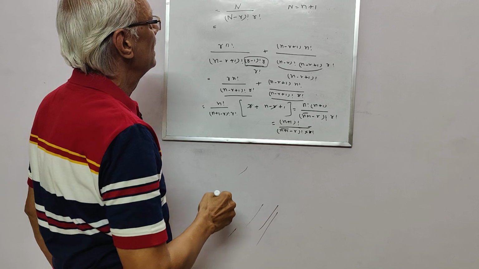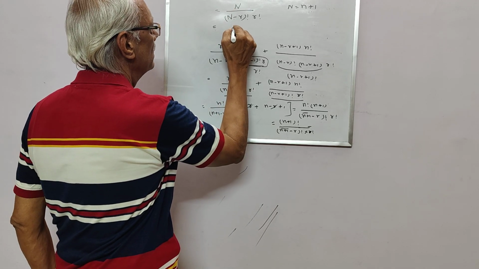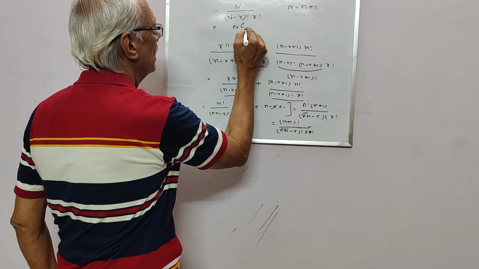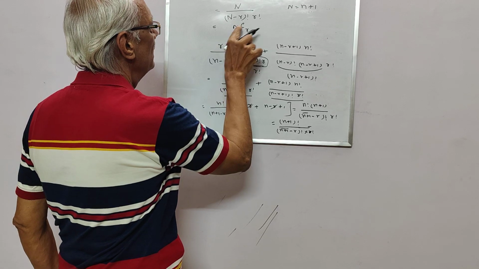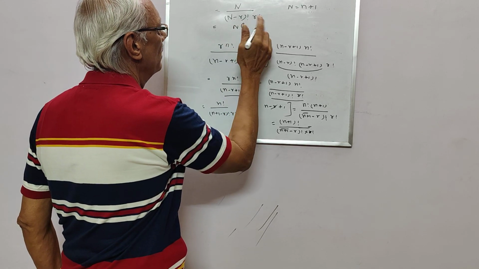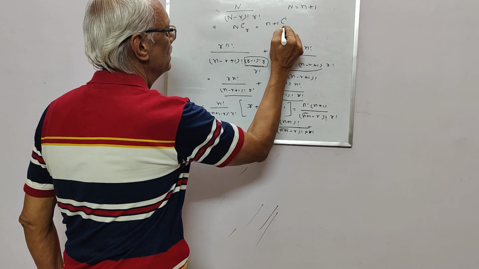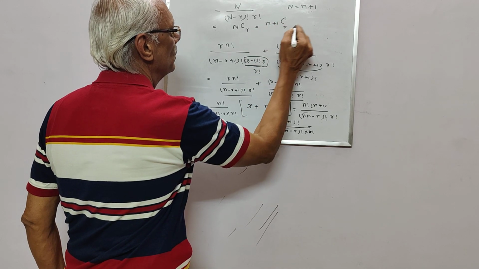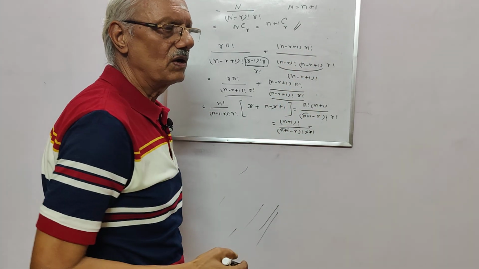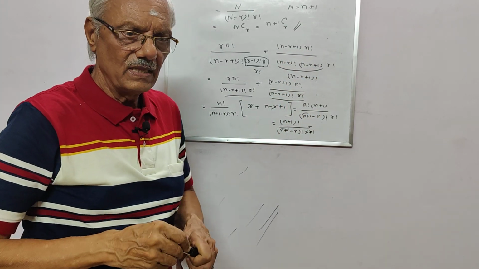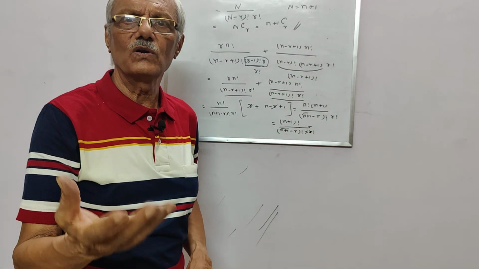Now, what is this? Is it not your nCr? n factorial divided by n minus r factorial into r factorial. But what is your n here? n plus 1 Cr. This is nothing but your... So, we are able to prove that the left hand side is equal to right hand side.